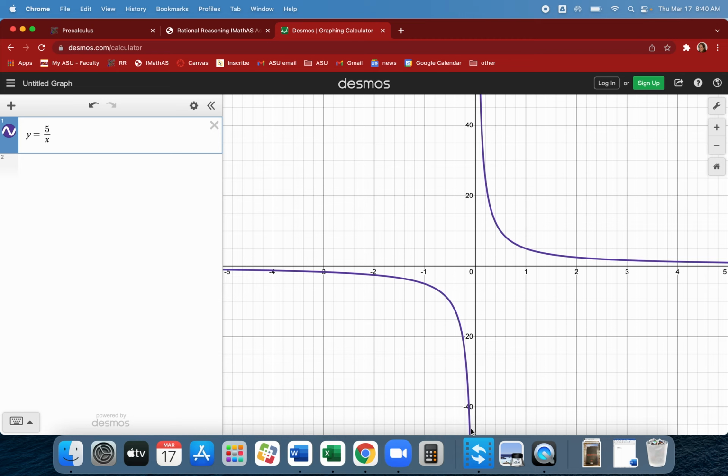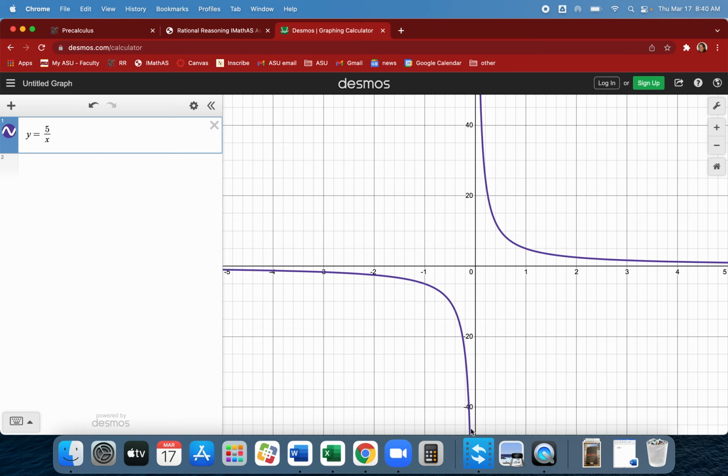So I can say as x approaches 0 from the right, the function goes to infinity. Or to the right of that gap in the domain, the y values are extremely large and positive. To the left of that gap in the domain, to the left of 0, my y values are extremely negative.